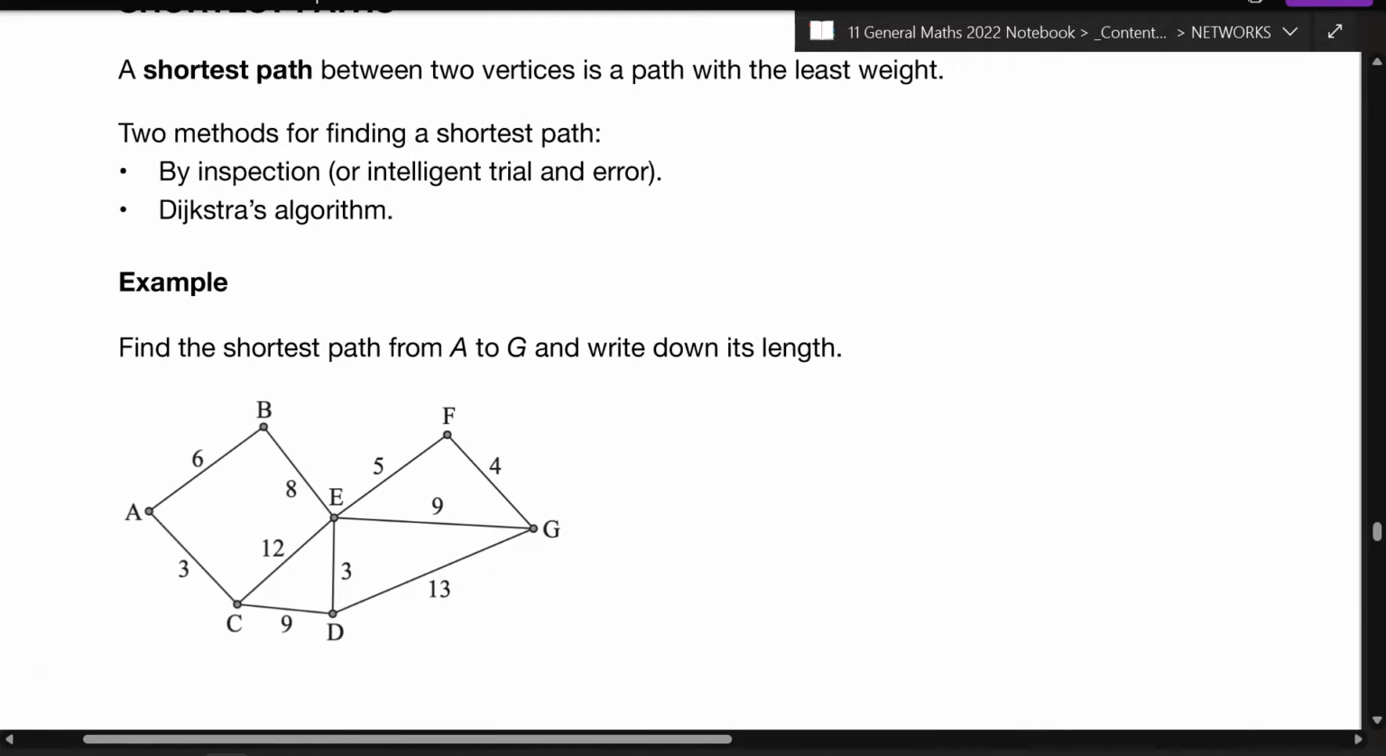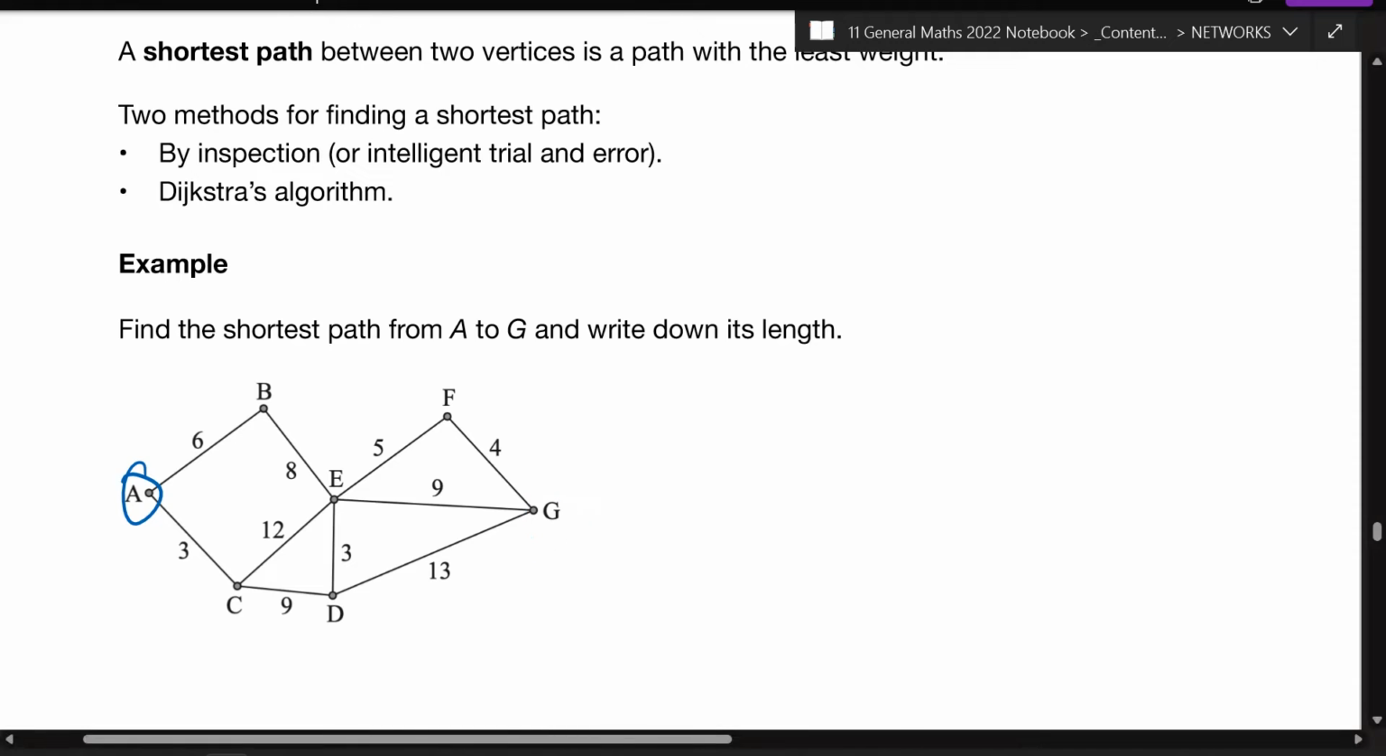So for now, I'll just show you the inspection method. Basically, that one is just trial and error. Okay? So for trial and error, all you're doing is looking at every single vertex and every single edge, and what's the value between them, and then just figuring out what's the quickest way or what's the shortest. So here we're looking at A to G. Okay, A to G. So that means we're trying to get from A to G.